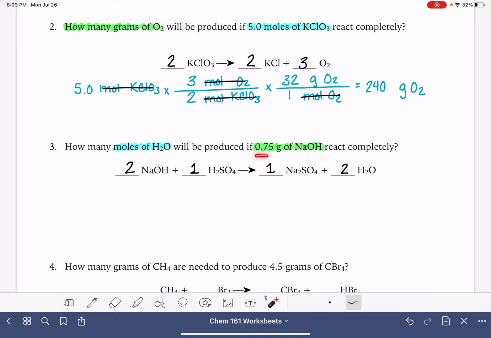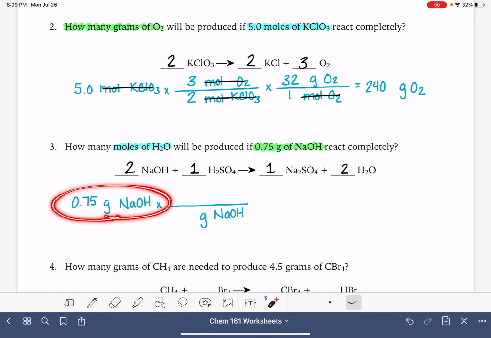So we're going to start by writing the number and the unit that has been provided to us in the problem. We have been provided with 0.75 grams of NaOH. And we need to multiply by a conversion factor that allows us to get rid of that unit, grams of NaOH. Notice that I'm not even at this point thinking about what I'm trying to convert into. I just know that I need to get rid of the grams of NaOH.